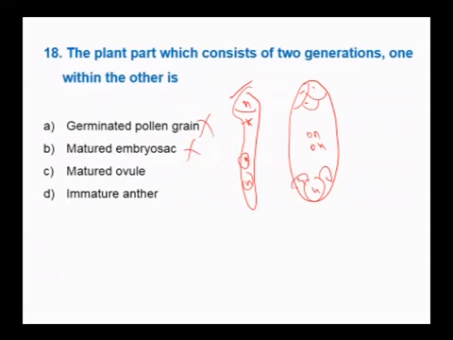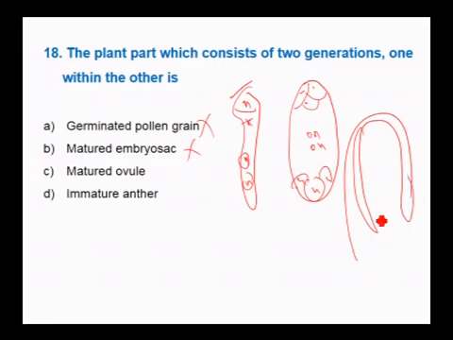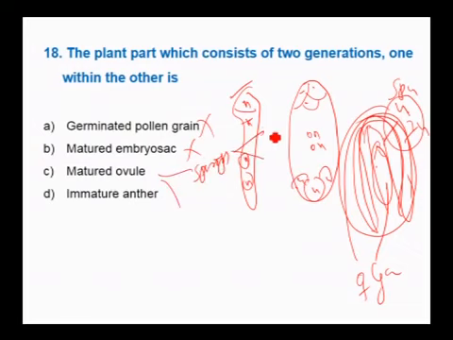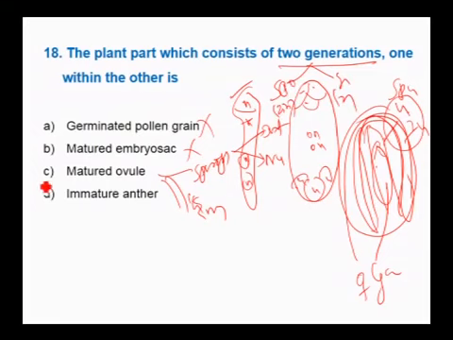Matured ovule: see, in the mature ovule, we have integuments which are diploid, nucellus which is also diploid, and it has a haploid embryo sac. The embryo sac is the female gametophyte, whereas nucellus and integuments belong to the sporophyte. So the mature ovule is a structure which has both sporophytic tissue, that is integument and nucellus, and gametophyte, that is embryo sac. Therefore, the mature ovule has 2 generations, both a sporophytic diploid and a gametophytic haploid generation.